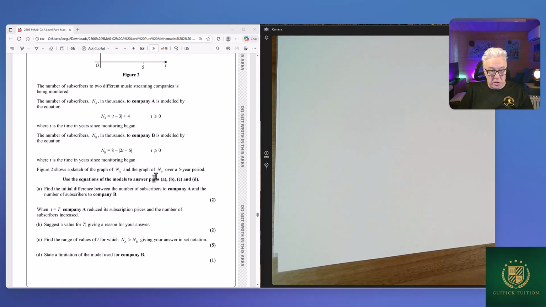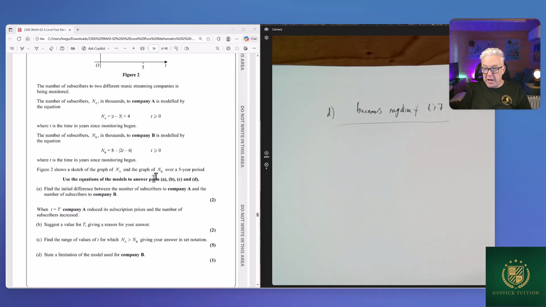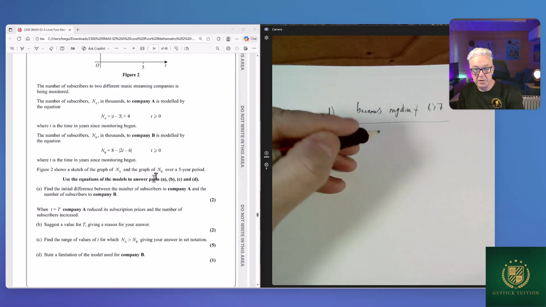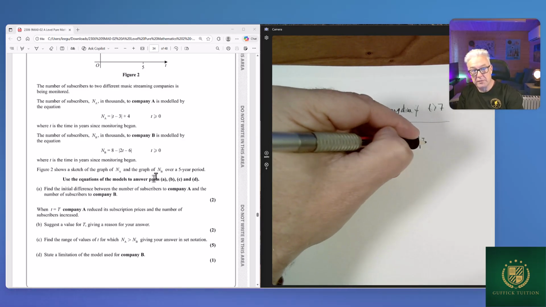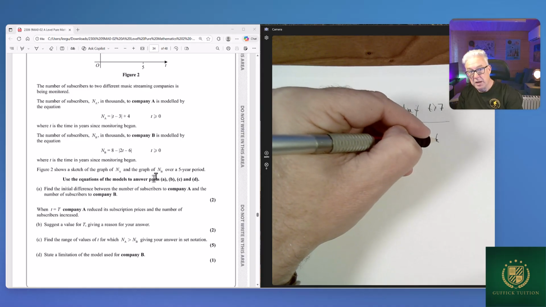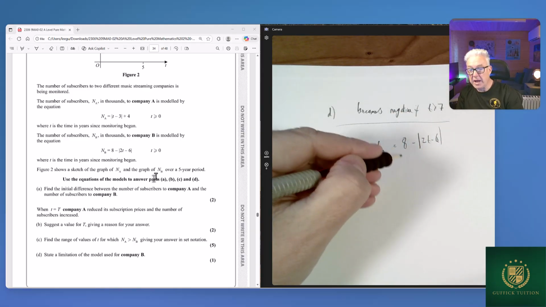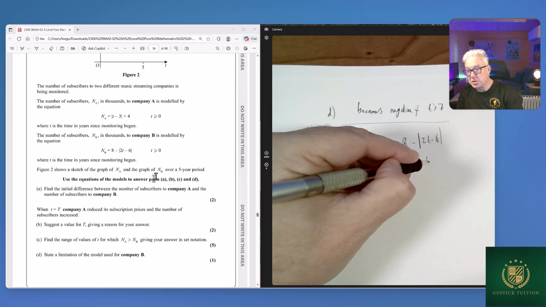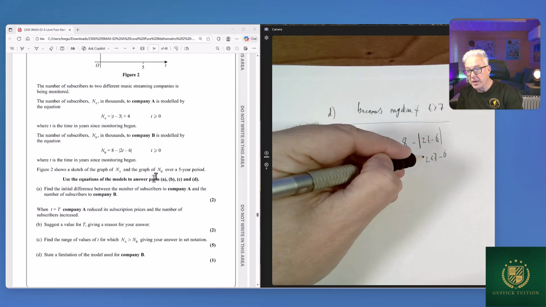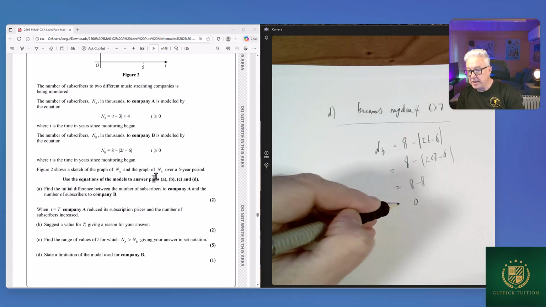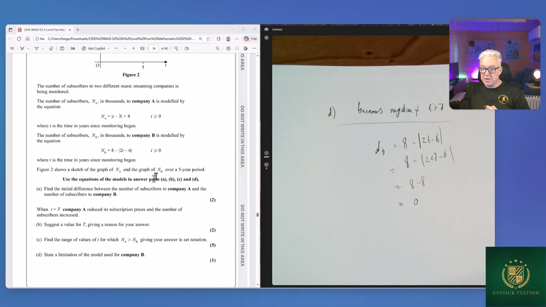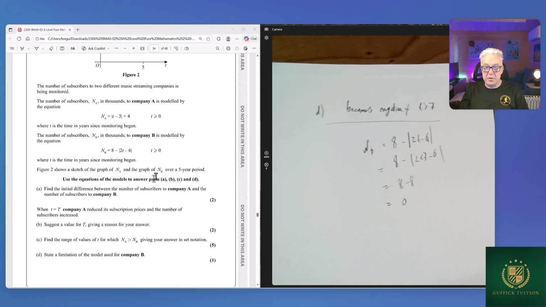Last little bit of this question, just for 1 mark. State a limitation of b. Well, the limitation of b is that if t was greater than 7, you'd get a negative number of subscribers. NB is equal to 8 minus the modulus of 2t minus 6. So if you've got 7 in there, you end up with 8 minus 2 times 7 minus 6, which turns out to be 8 minus 8. So it's actually 0 when t is 7. So if t was greater than 7, you're going to get negative subscribers, which doesn't make any sense.